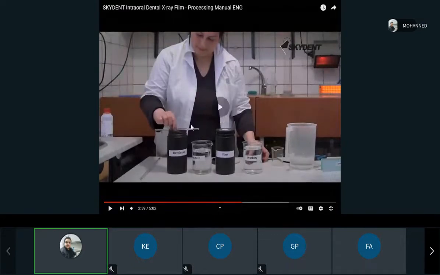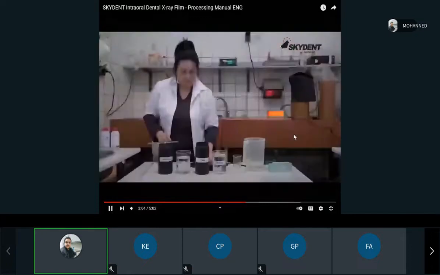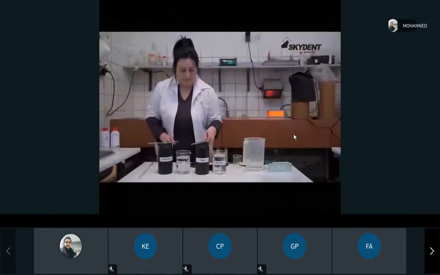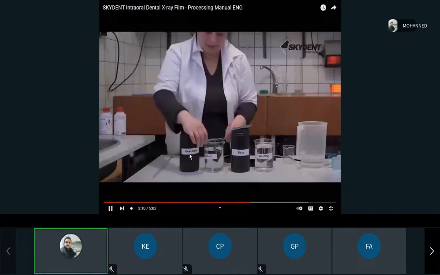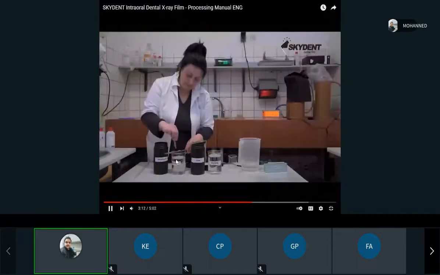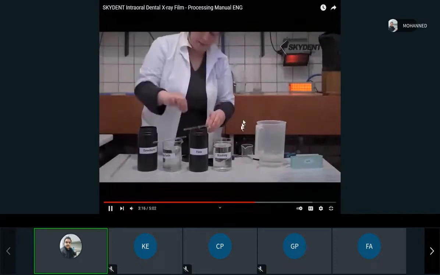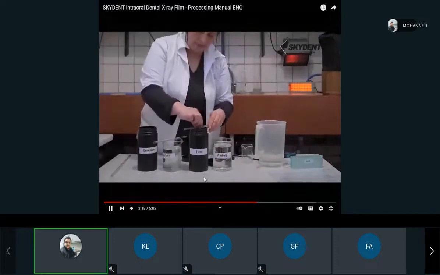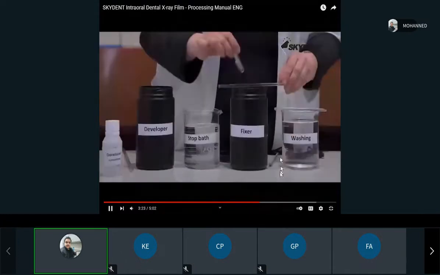Close the containers between each use, thus avoiding oxidation and drying. So you can see you put it first in the developer, then you have to technically rinse it. It must be immersed in the liquid completely. And then you put it in the fixer afterwards. And then you put it in the washing solution.